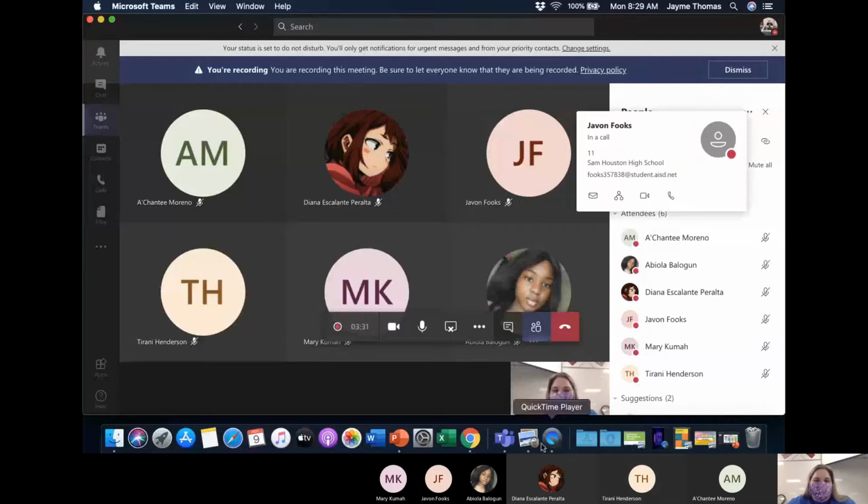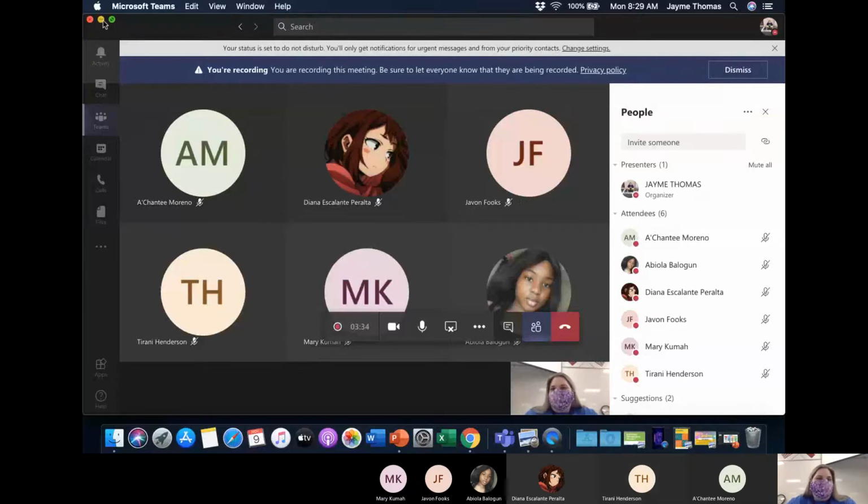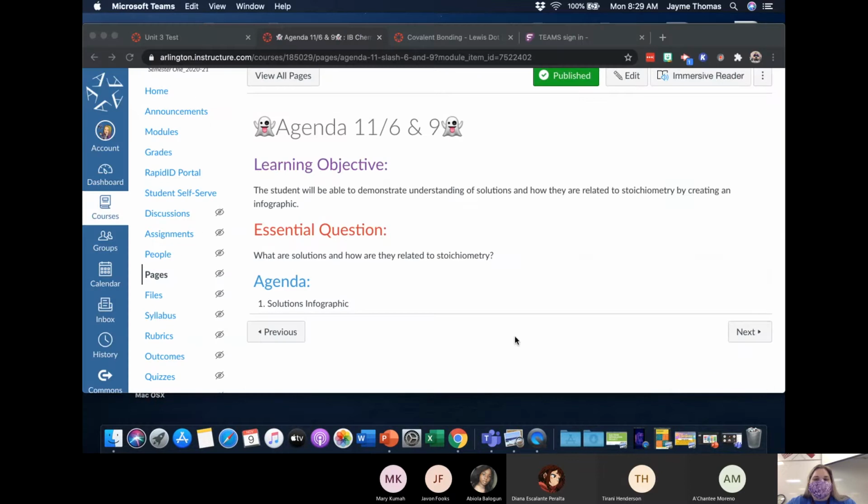All right. So, what you guys are doing is you're going to be creating what's called an infographic. An infographic is kind of like a poster or a one pager. It's kind of similar in that you're putting all your information on one page. It's just called an infographic, not a one pager. And so you're making an infographic about solutions and how they're related to our topic of stoichiometry, since that's what we spent last week talking about.